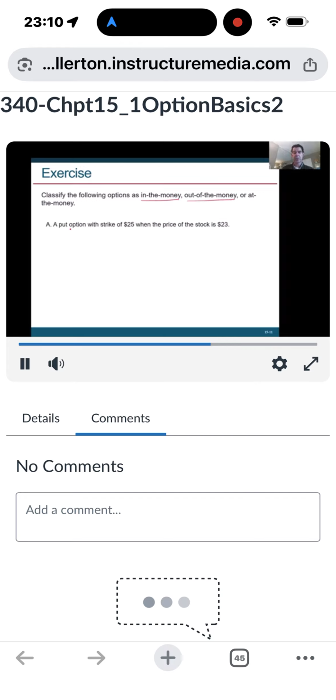The first one, a put option with a strike of 25 when the price of the stock is 23. So what do we ask ourselves? If I exercise this right now, would it be of value? Would that generate value? A put option, if I can sell for 25 something that's worth 23, yes, that would be of value. So that is in the money. Let's look at the next one. A call option with a strike of 52 when the price of the stock is 51.50.